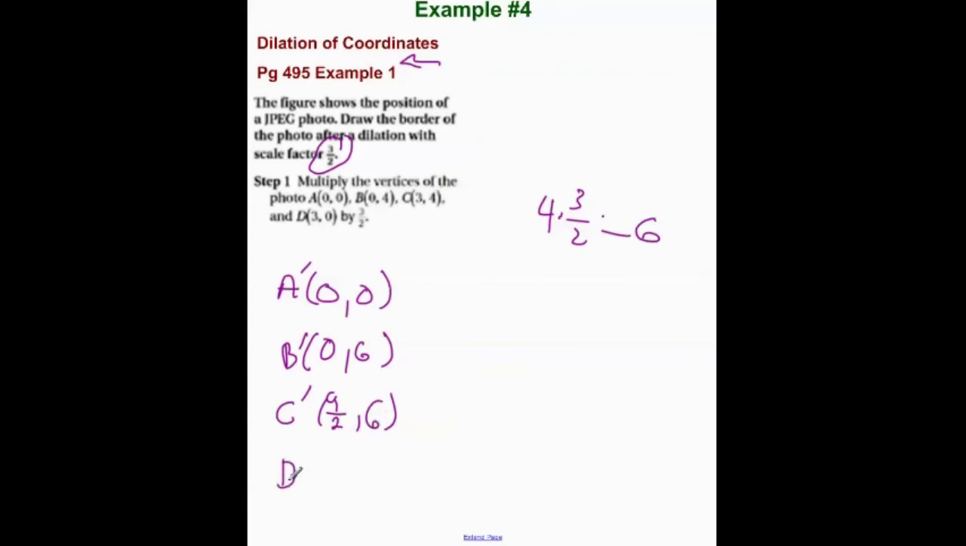And D prime is 3 times 3, 9/2 again. So this problem wasn't too creative. And 0. That's pretty much it. Whatever they come out is whatever they come out. Get used to multiplying by fractions.